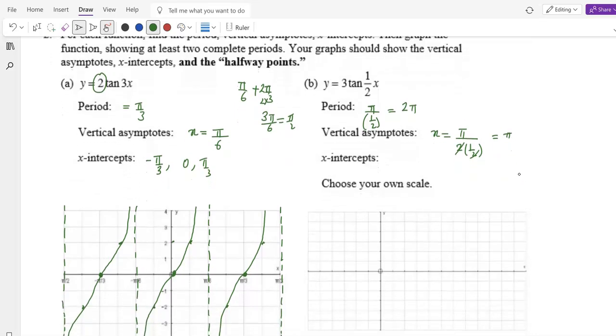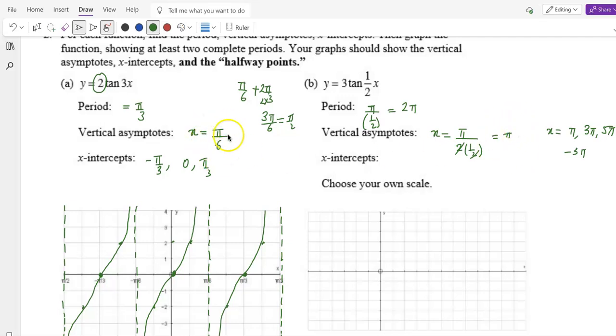X intercepts, this is pi by 3. Odd multiples of this. So what would my vertical asymptote be? x is equal to pi, then 3 pi, then 5 pi, then minus 3 pi. All these odd multiples. It has to be an odd multiple for it to be an asymptote.